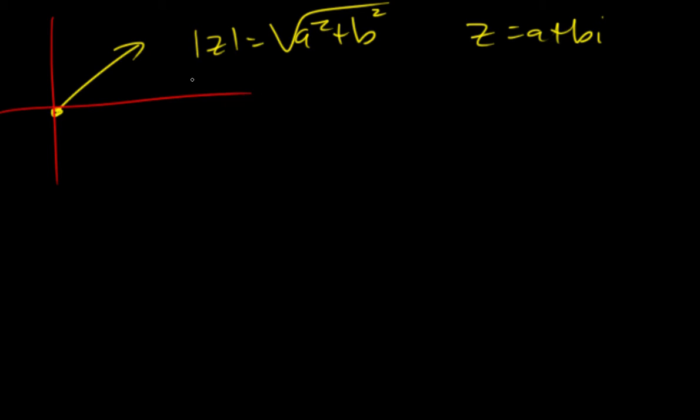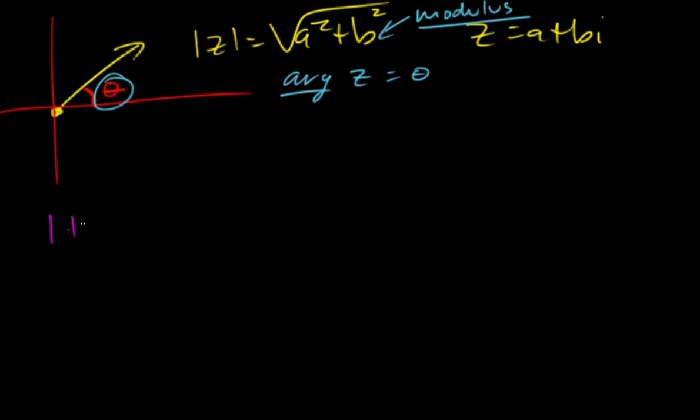And then if we had this drawn and we measured this angle, then that's going to be called the argument. So modulus is length, argument, or arg z, would be theta. Okay? Now we're just going to jump right in. So if we're given 1 plus 3i, we need to find the modulus and the argument of that.